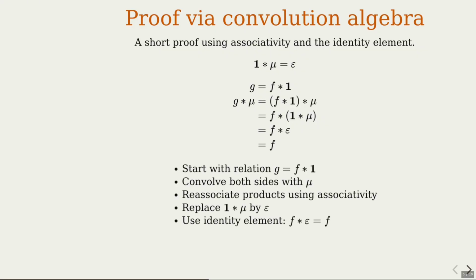Where do associativity and the identity epsilon come in here? Associativity lets us regroup the right-hand side as f convolved with the convolution of 1 and mu. But from the previous lecture, we know that 1 convolved with mu is epsilon, the identity for convolution. Convolving any function with epsilon gives the function back, so we conclude that g convolved with mu equals f. That is exactly the inversion formula.